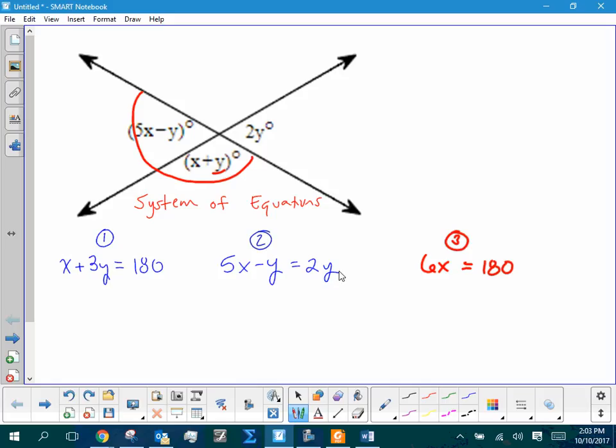I can solve for x. I can get x to be 30 here. And now if x is 30, that x is the same x that we use in all these other relationships, right? So I should be able to, in either one of these, doesn't really matter which one, come in and put x in. So I'll put it in this first one. I get 30 plus 3y equals 180. 3y is 150. Y then has to be 50.